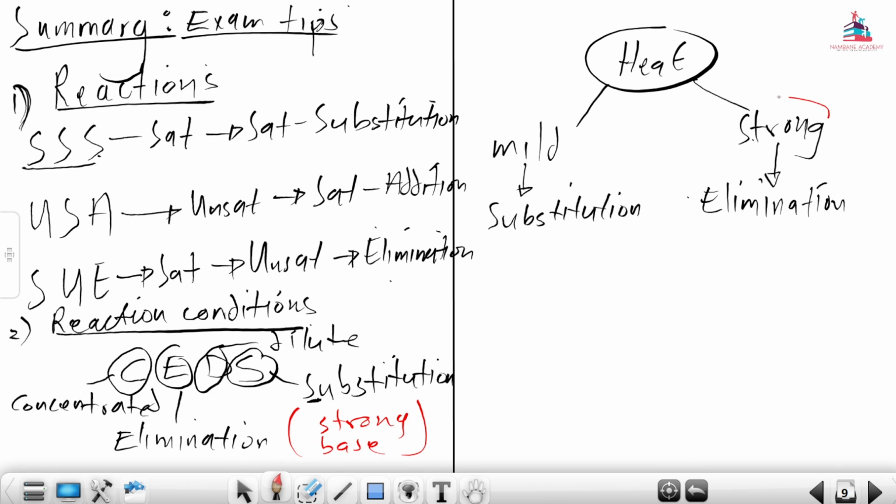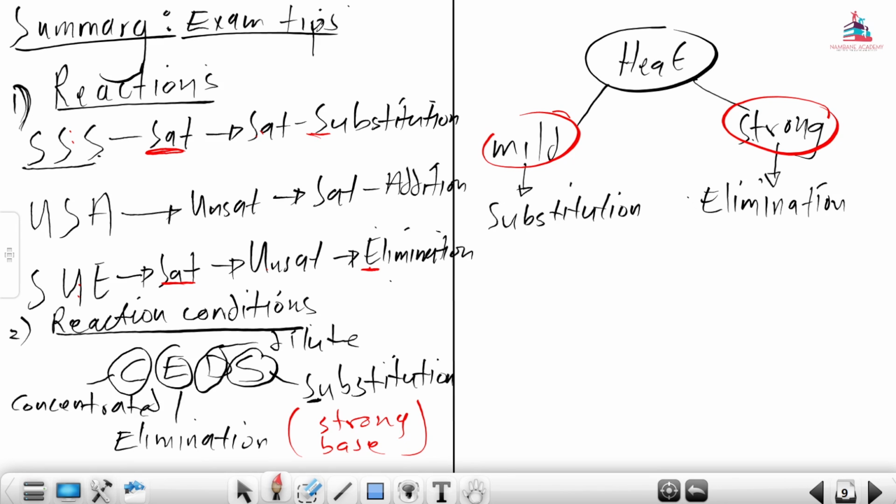And this strong and mild, they are going to assist me in differentiating between the two, because I am starting from saturated and I'm also starting from saturated. Now I need something extra to allow me to know exactly what product will be formed. Is it going to be substitution? Is it going to be elimination? So I need a reaction condition for that.